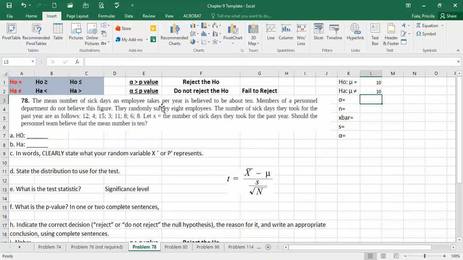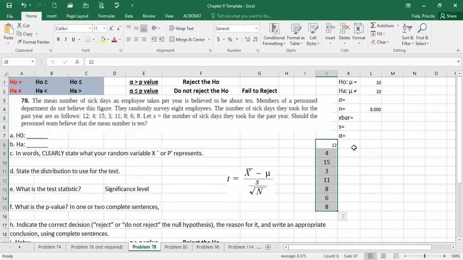Then we keep reading. They randomly survey 8 employees. The number of sick days they took, the 8 employees, for the past year are as follows. I put it over here and you're going to understand why. 12, 4, we're talking about days, 15, 3, 11, 8, 6, and 8. So they survey 8 employees, and this is what they got.